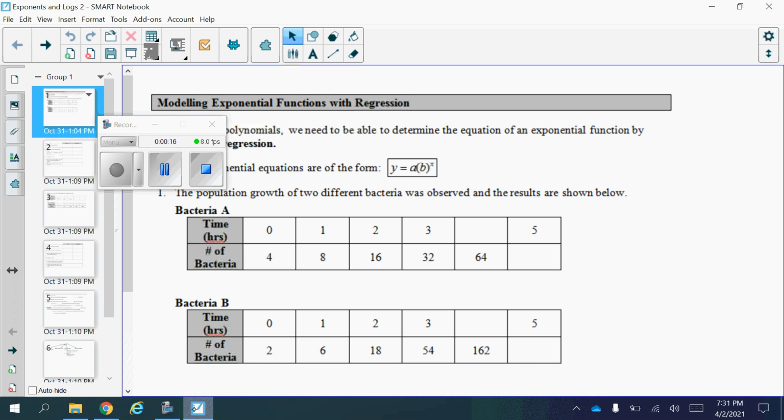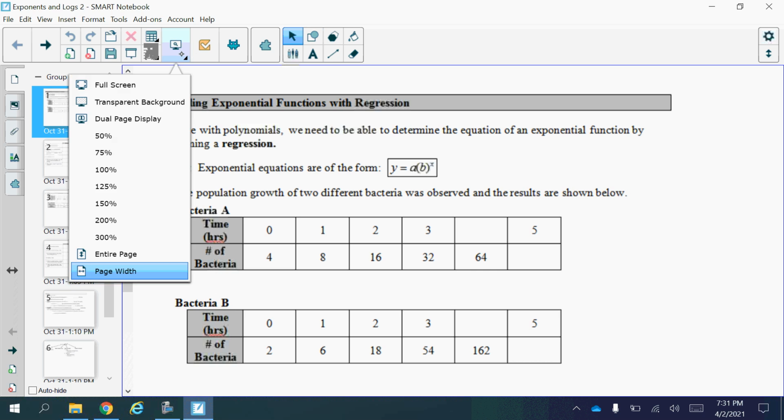I don't know how to minimize that. There we go, I'm on it.